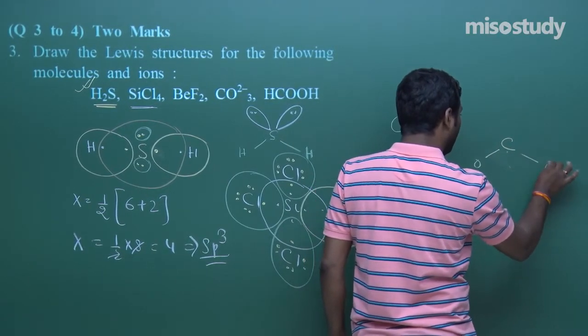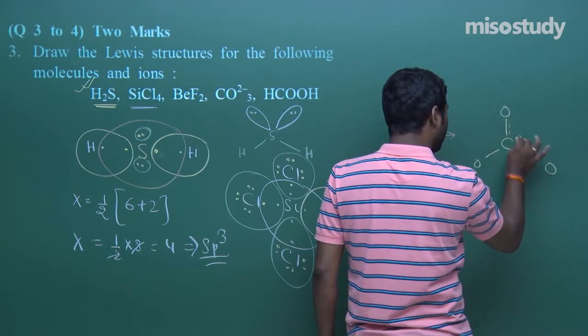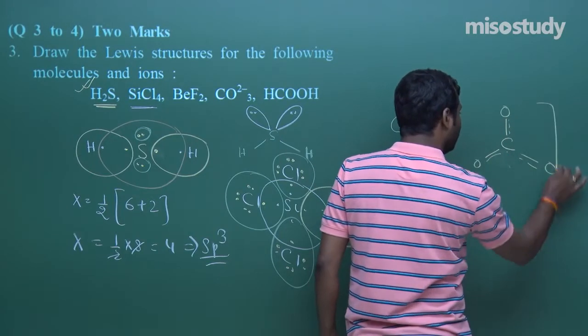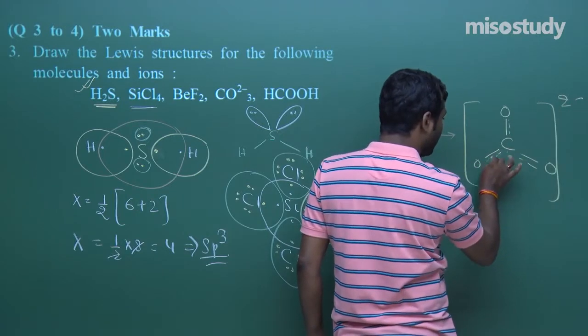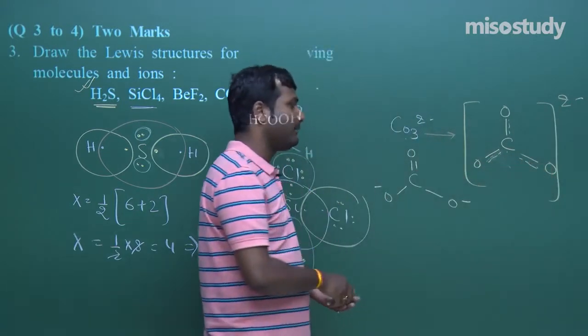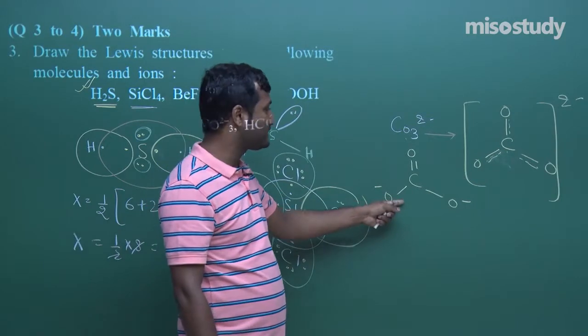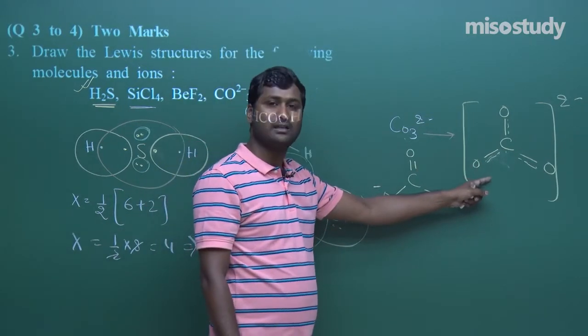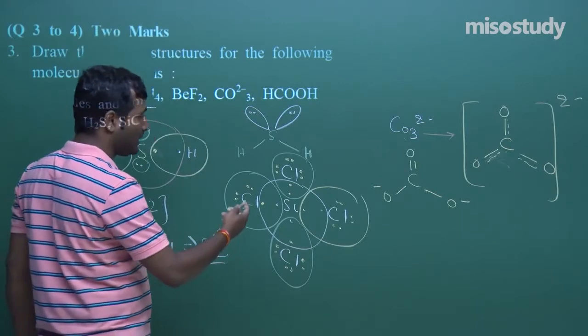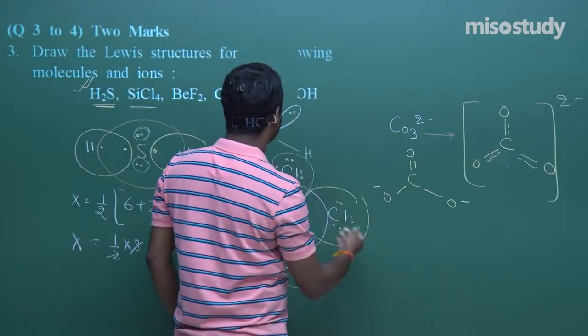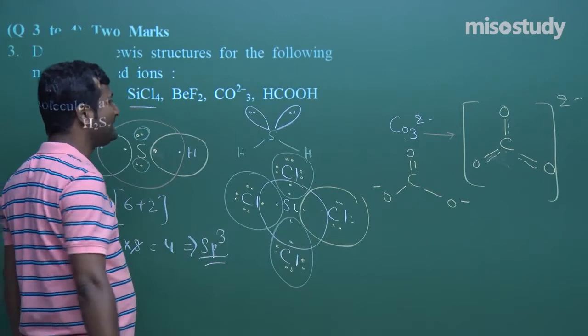O, then O, then O, this one, and this one, and 2 minus. This is the complete resonating structure. It has 3 resonating structures, and this one is the resonance hybrid. So this is the thing you can easily do, now you can show the lone pair also. So this is the Lewis dot structure, you can easily solve.